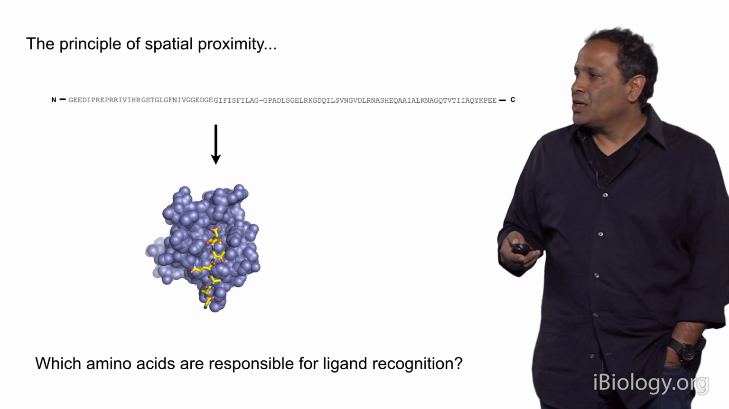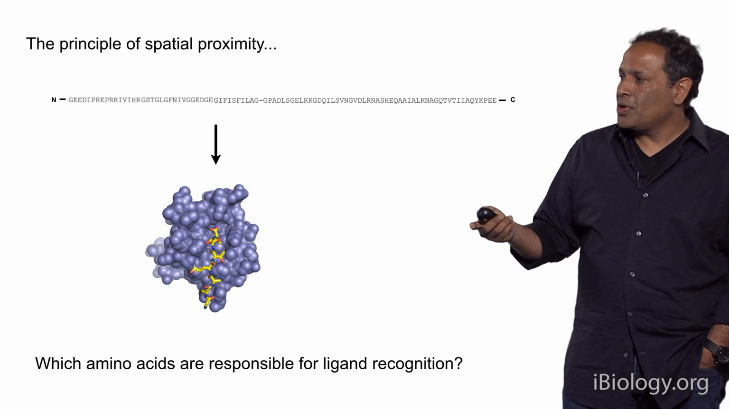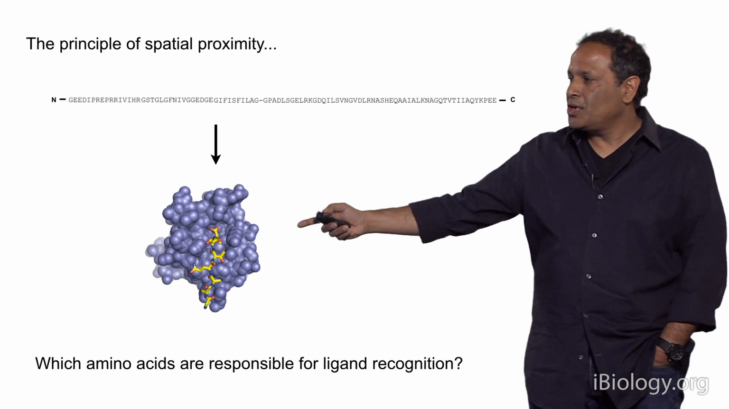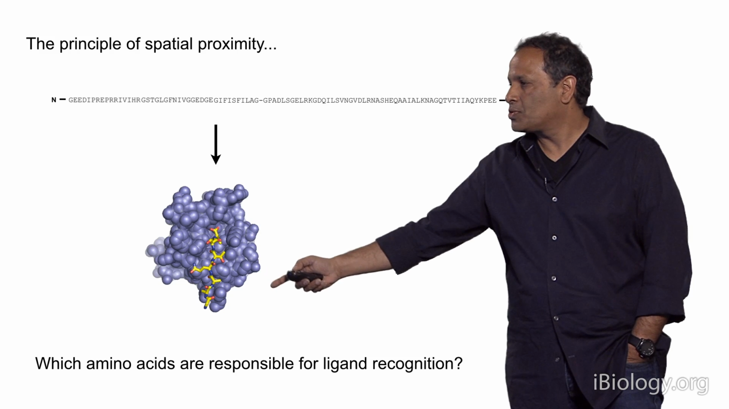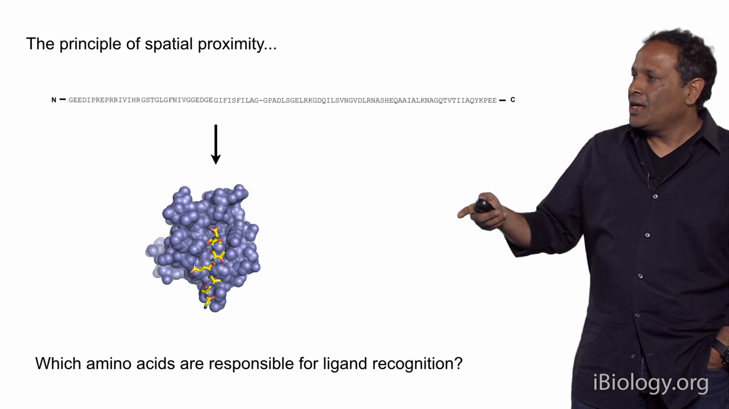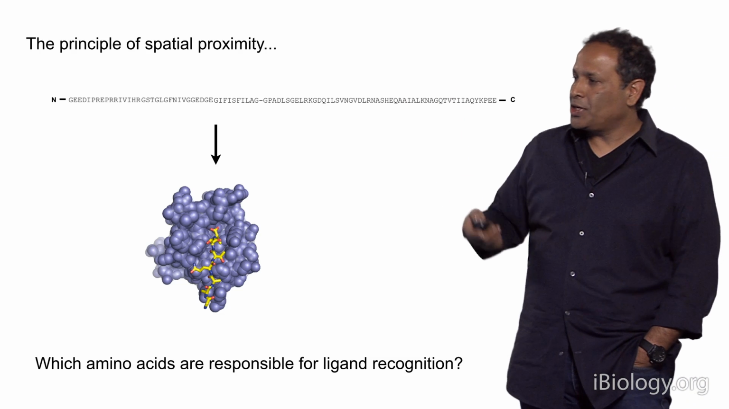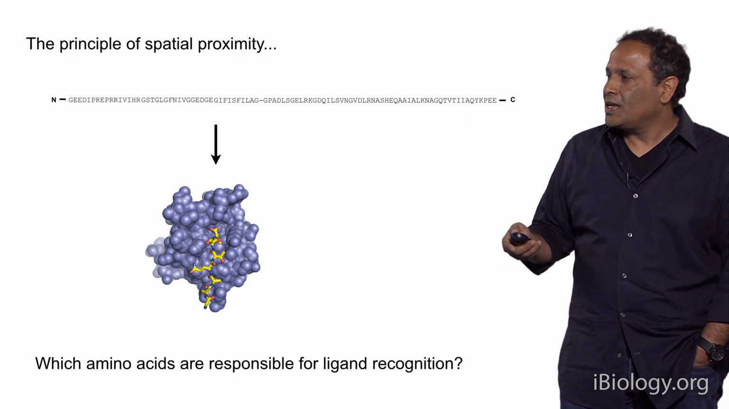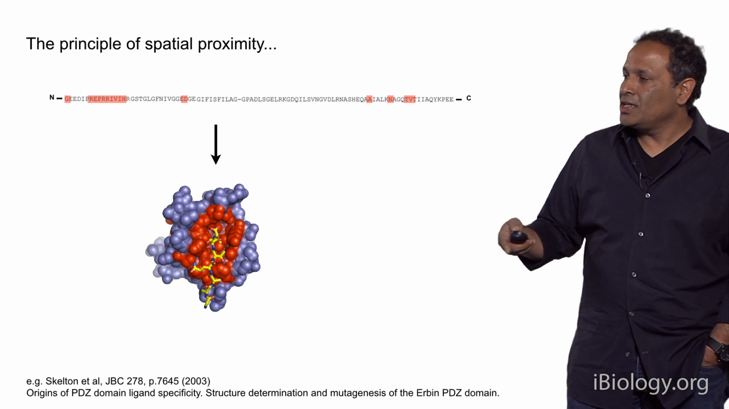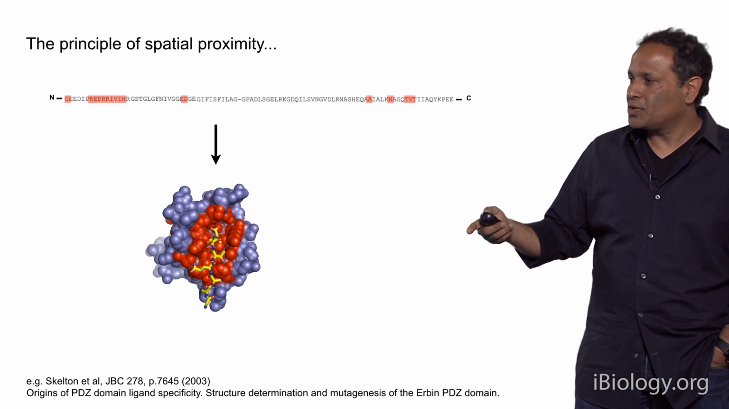As a consequence, when we ask questions about proteins, questions about protein function, such as which amino acids in this protein are responsible for recognizing this substrate ligand in yellow, we all use a principle, I would call it the principle of spatial proximity. What that means is that if you want to know which amino acids are recognizing this peptide, the idea is to look in the immediate environment of that peptide in the structure.